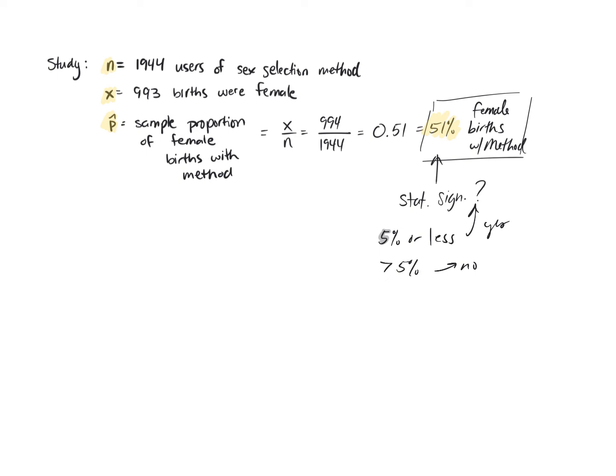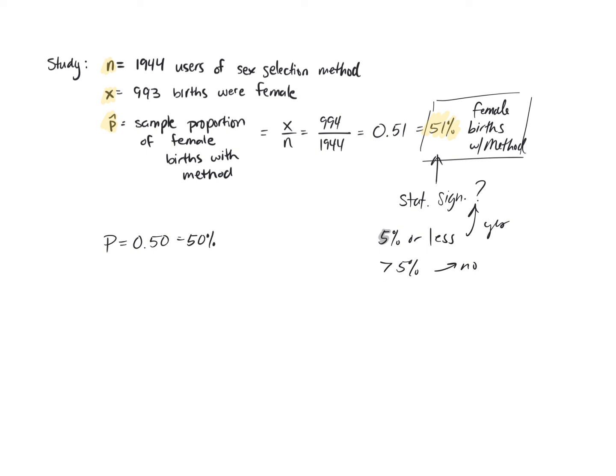Okay, let's break this down. Would you agree with me that if we did not use this sex selection method, the natural probability of conceiving a girl is 50%, or 0.5? So if we were to not use this method, we already have a 50% chance of conceiving a girl. This study shows that if you do use the method, your chances increase from 50% to 51%. So is the method effective?